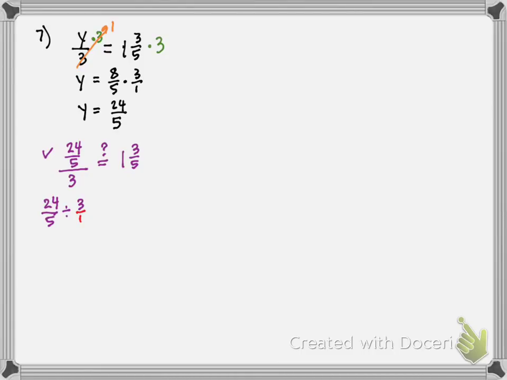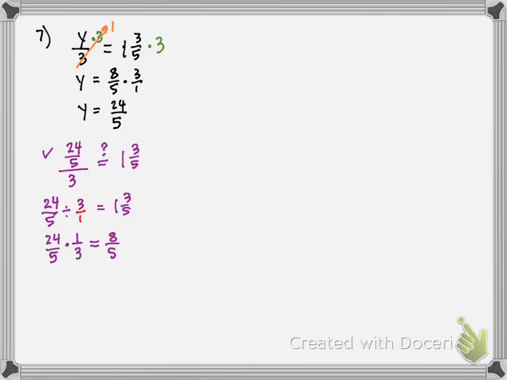So, let me actually keep this guy over here, 1 3/5. We're going to go ahead and change this from a division problem to a multiplication problem. How? I keep 24/5. Division becomes multiplication. I take the reciprocal of 3 over 1, which is 1 over 3. Now, I realize I'm going to get a fraction over here, but on the right side, I've got a mixed number. So I am going to change the mixed number into an improper fraction. 5 times 1 is 5, plus 3 is 8, so 8/5.